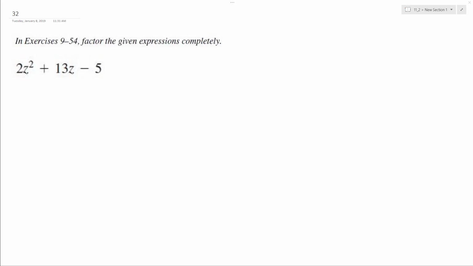Let's factor the following expression completely. So I know, since my last term is negative and my middle term is positive, that I'm going to have a negative and a positive term. So I'm going to have a 2z. It looks like it's going to be... I have a positive 5 out here.